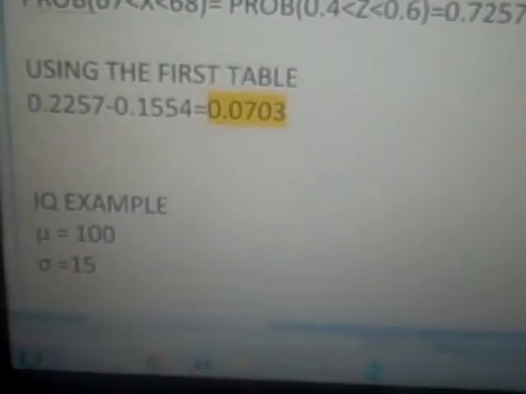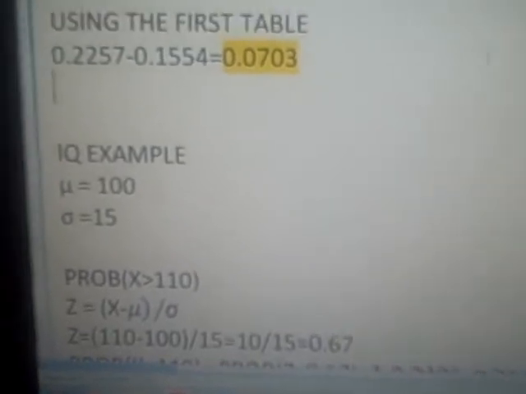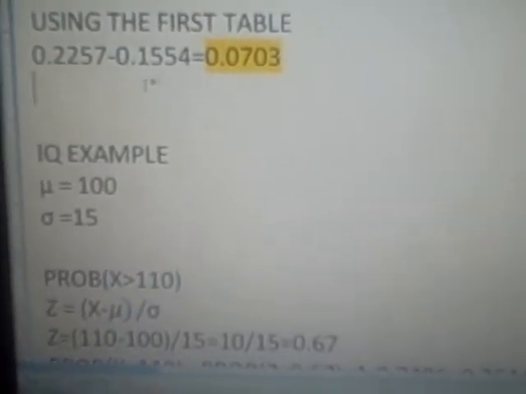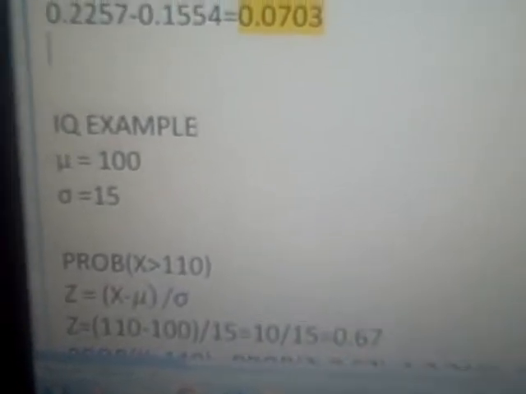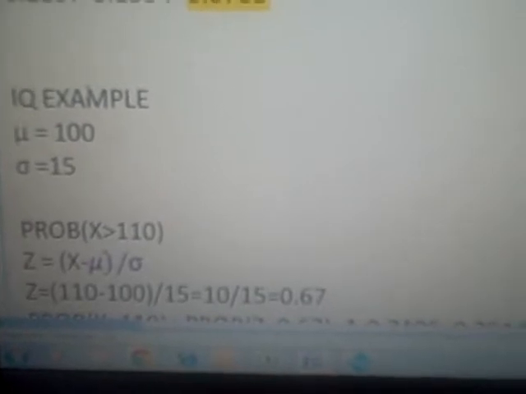Okay, now let's give another example. And here is another example. Just bigger. Suppose, and this is true, IQs are normally distributed with a mean of 100 and a standard deviation of 15. Suppose I want to find out what's the probability that, well, what's the proportion of people whose IQ is greater than 110?